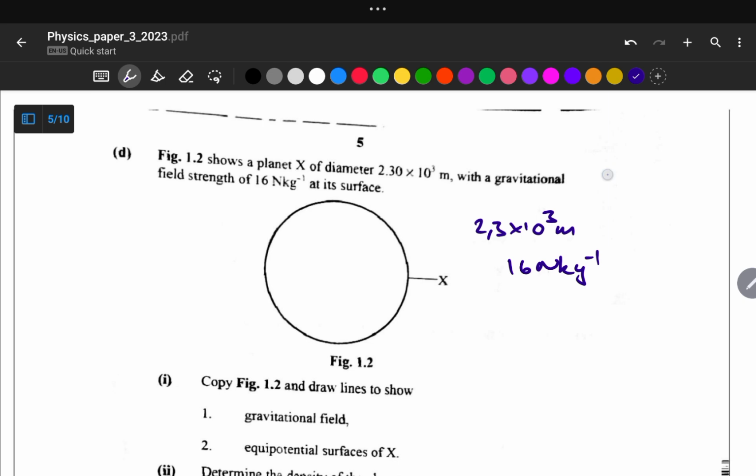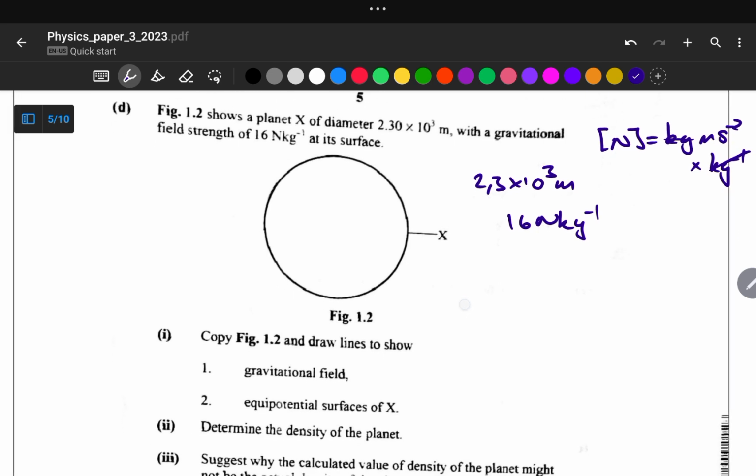These are the same thing because the base unit for Newton is kg meters per second square. So if we multiply kg meters per second square by per kg, these two cancel and we're going to be left with meters per second square. So Newton per kg and meters per second square is the same thing.